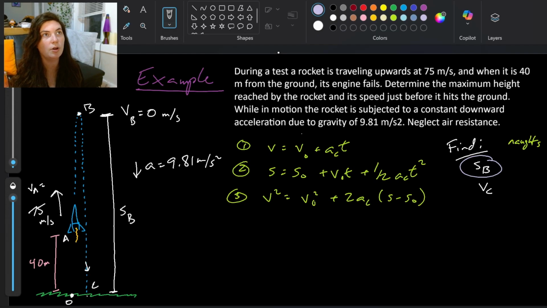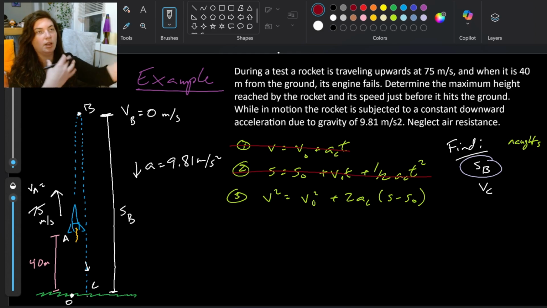Really, these first two that I wrote were just a waste of my time to write, right? I don't actually need to solve for time in any of these. Now you could, if you wanted to, use equation 1, plug it into equation 2, solve for a time, and then use that time to plug into another kinematic equation. But I don't actually need to use 1 or 2 at all for these problems. To solve for both SB and VC, I can solve just using number 3: v squared equals v naught squared plus 2a(s minus s naught).